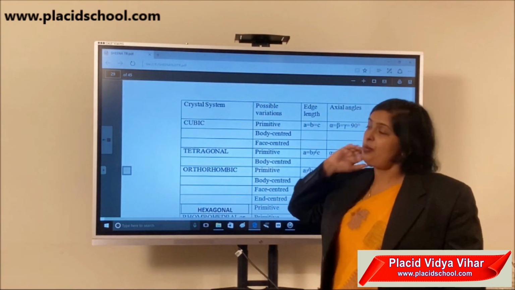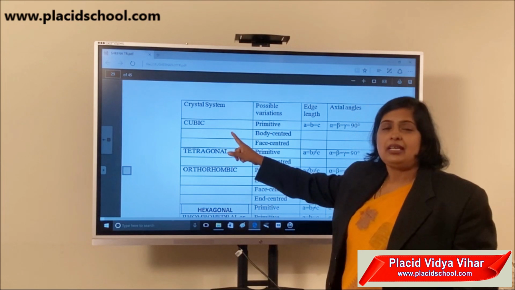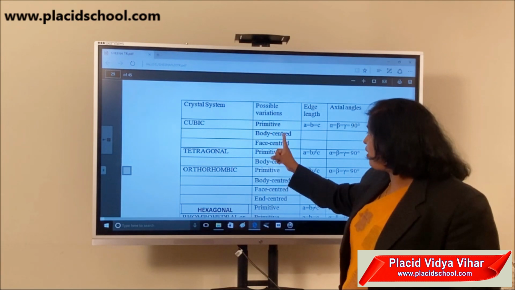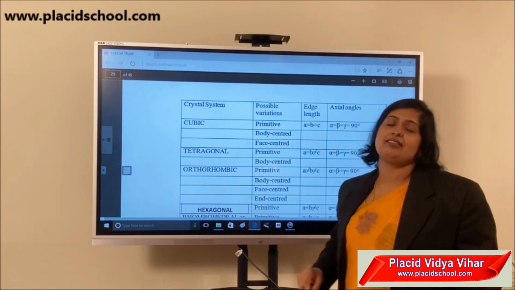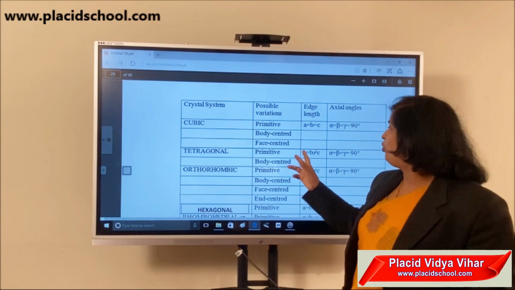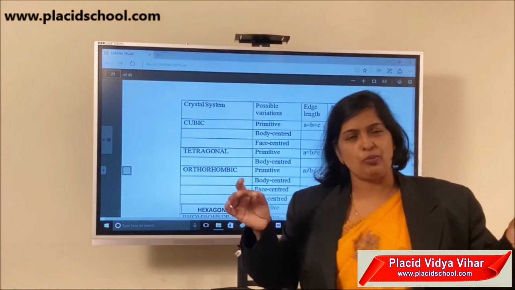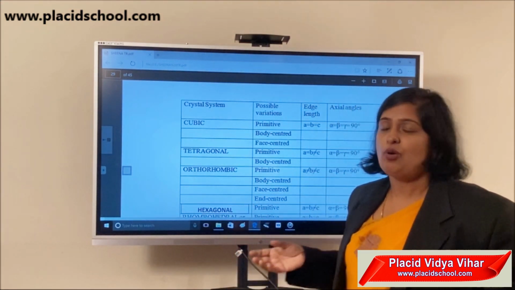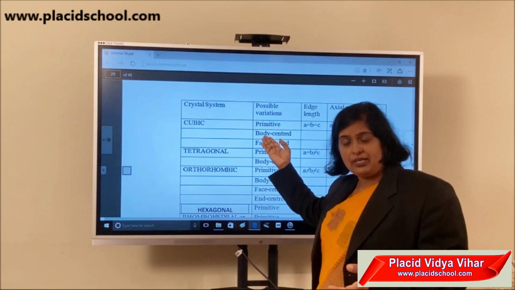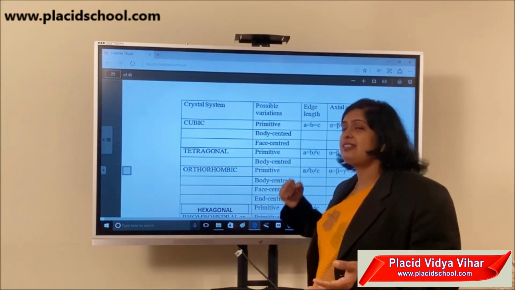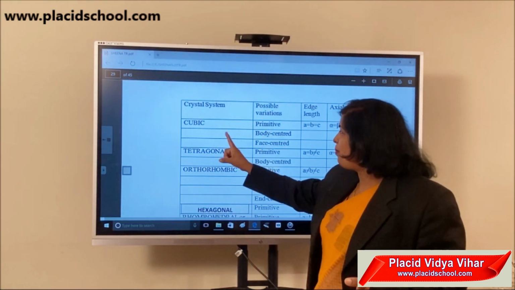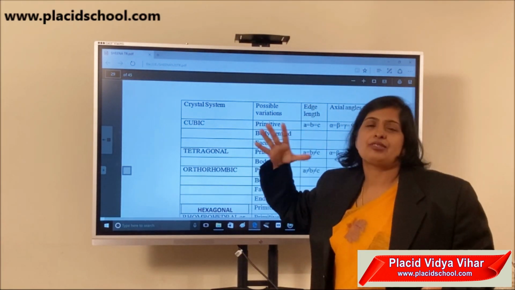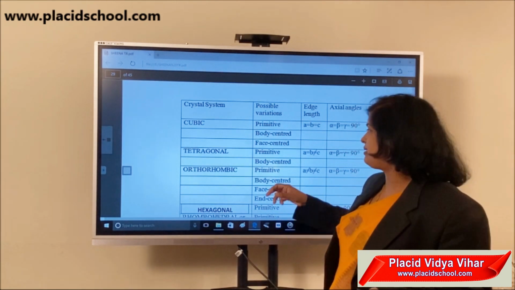He said the cubic crystal system can be made up of a primitive unit cell, body-centered unit cell, or face-centered unit cell. Though the feature is a equal to b equal to c and alpha equal to beta equal to gamma equal to 90 degrees, it can be a body-centered or a face-centered unit cell. So the cubic crystal system consists of 3 crystal lattices.